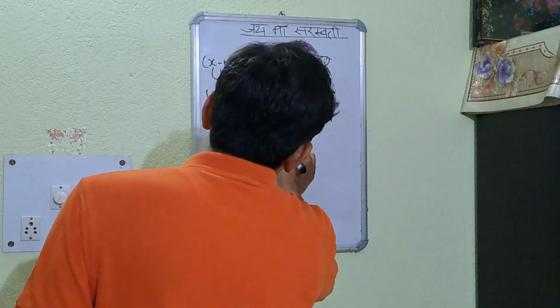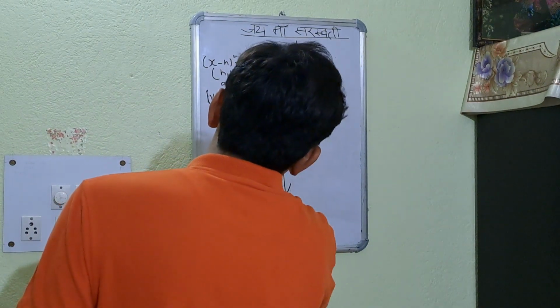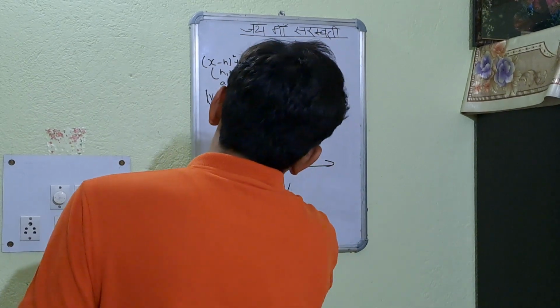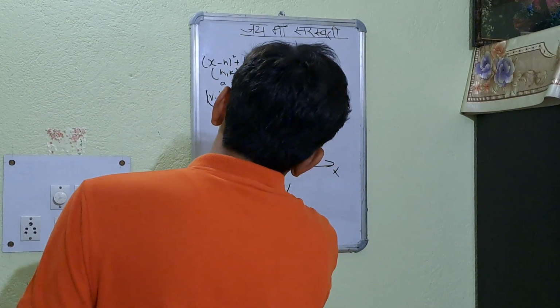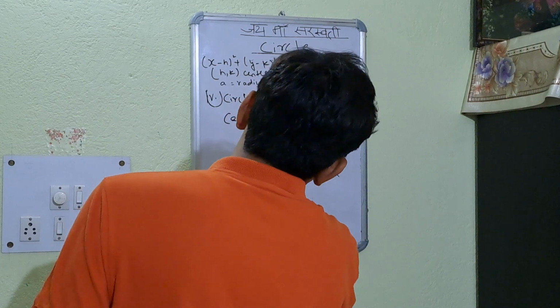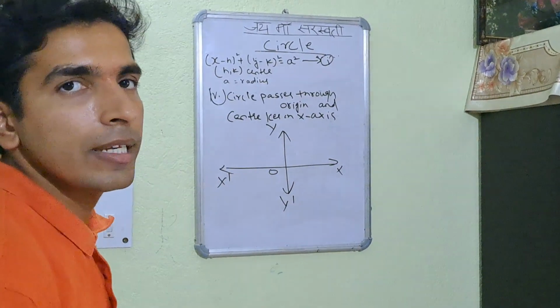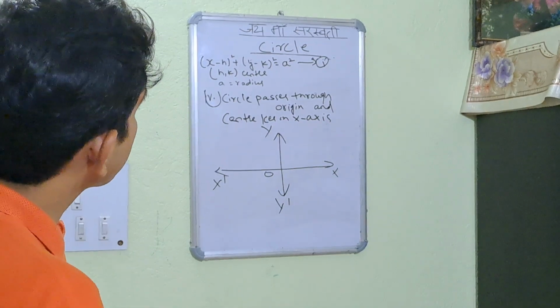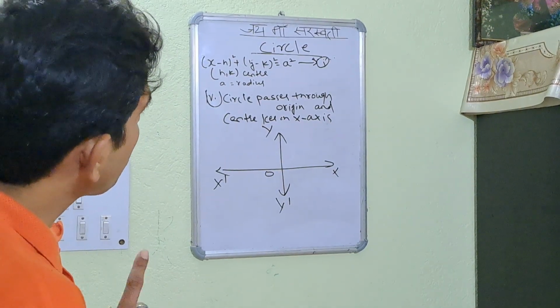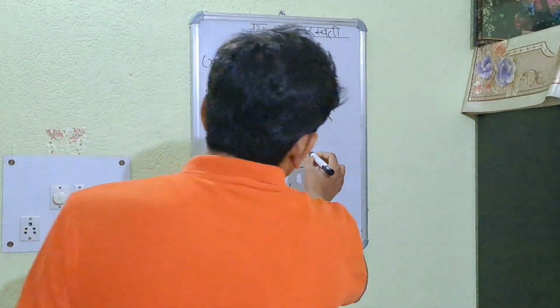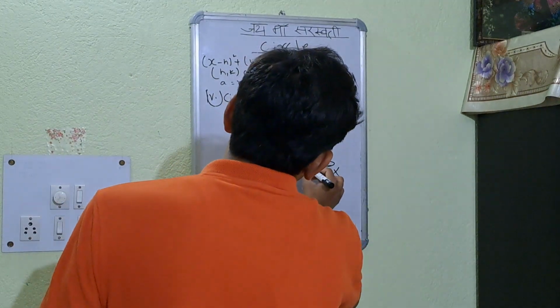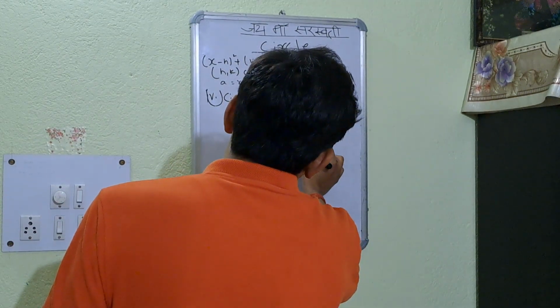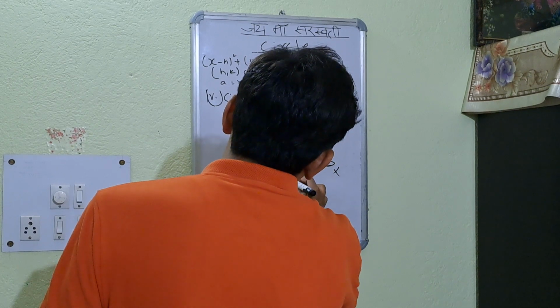First and foremost, we will draw the axes, entitled x-axis and y-axis. As we have already studied, the horizontal one is the x-axis and the vertical one is the y-axis. So we will use the concept as per the terms and conditions. The circle is passing through the origin and the center lies on the x-axis. So it will be like this.